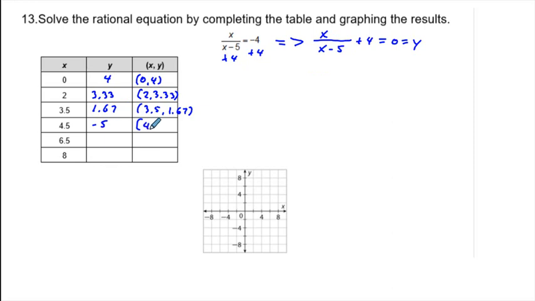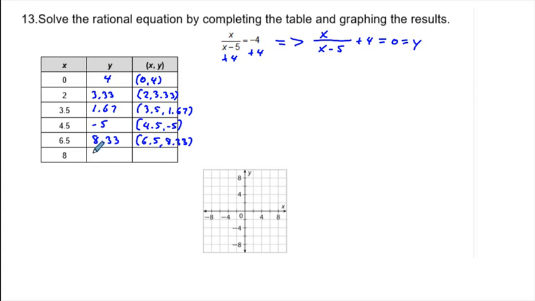So we get 4.5, comma, negative 5. And then if we plug in 6.5, we get 6.5 minus 5. So it's going to be 6.5 divided by 1.5. That's going to be 8 and a third, so it's going to be 8.33. So we're going to put in the coordinate pair 6.5, comma, 8.33.